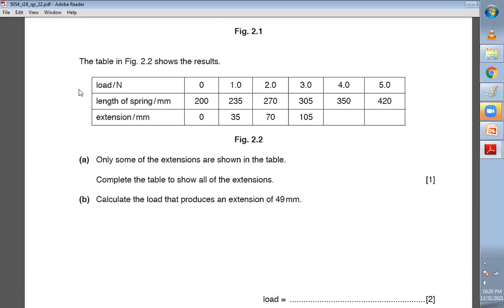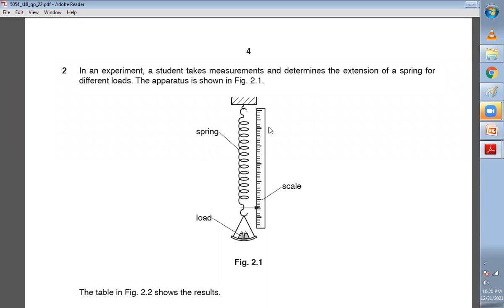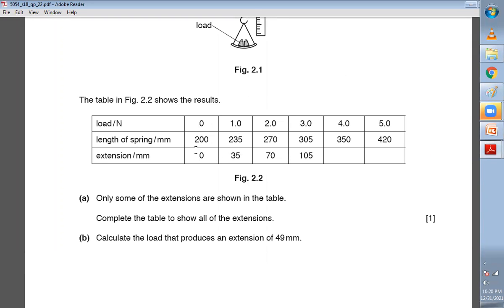The table in figure 2.2 shows the results. So when there is zero load, the length of the spring is 200 millimeter. When you put 1 Newton load, the length becomes 235. When you put 2 Newton load, the length becomes 270. When you put 3 Newton load, the length becomes 305. When you put 4 Newton load, the length becomes 350. And when you put 5 Newton load, the length of the spring becomes 420 millimeter.